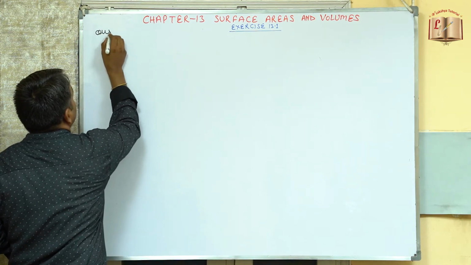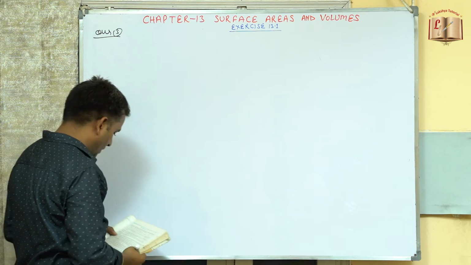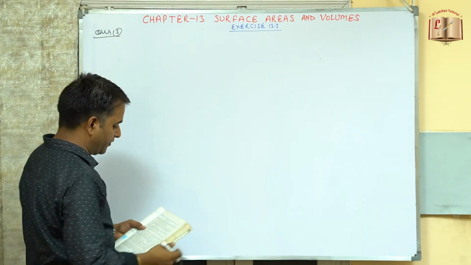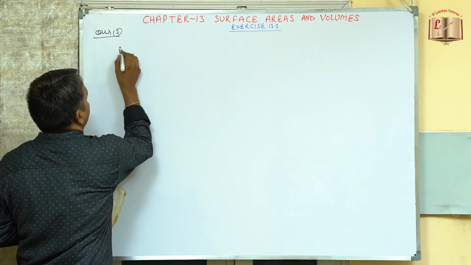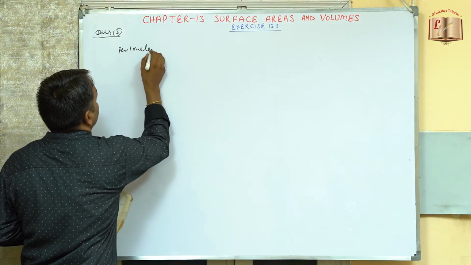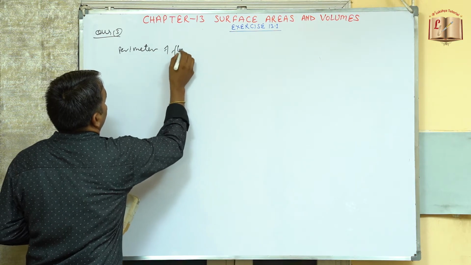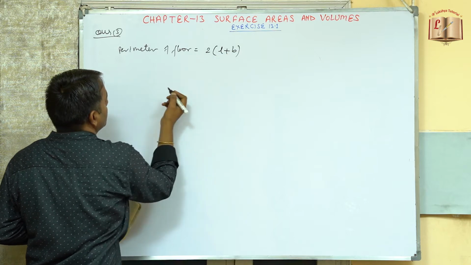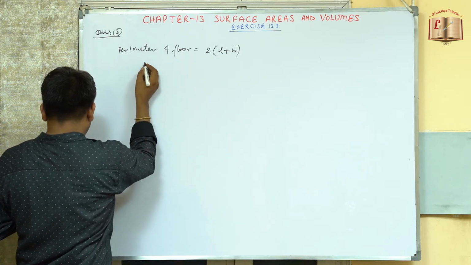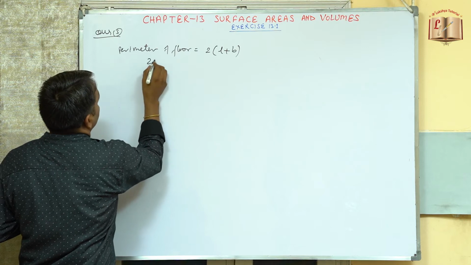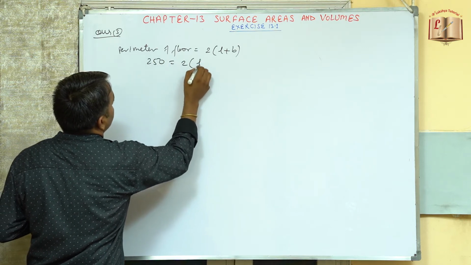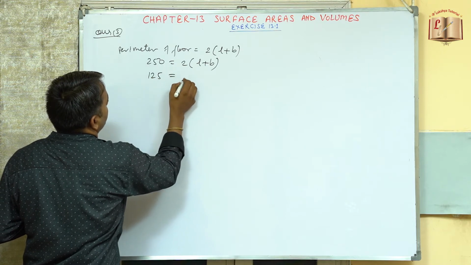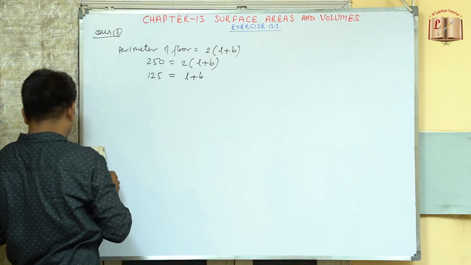So now coming to question number 3. The floor of a rectangular hall has a perimeter of 250 meters. So perimeter of floor is equal to 2 times length plus width. So this is already given. Now perimeter is given as 250. So this is 250 equals 2 times L plus B, or simply 125 equals L plus B.